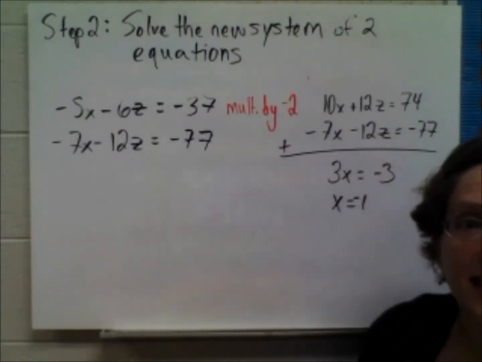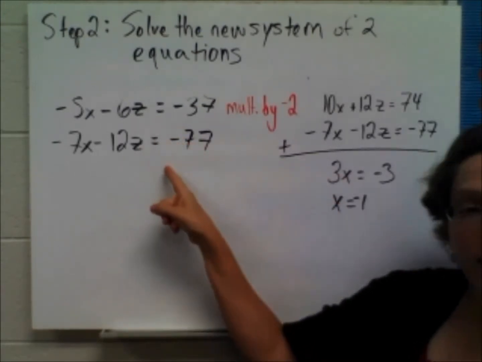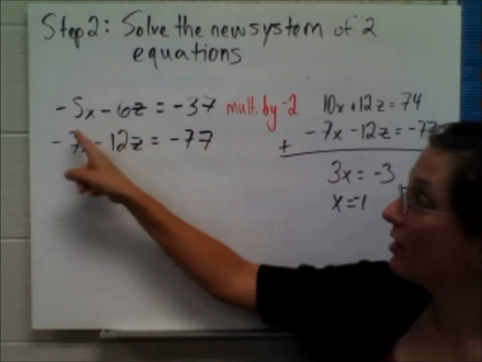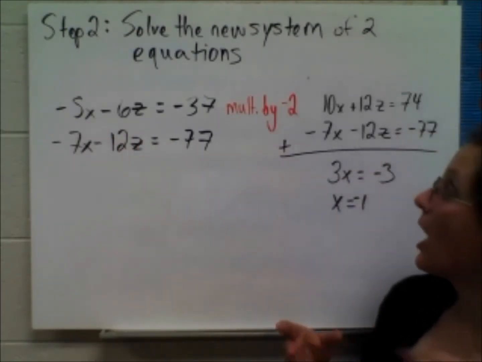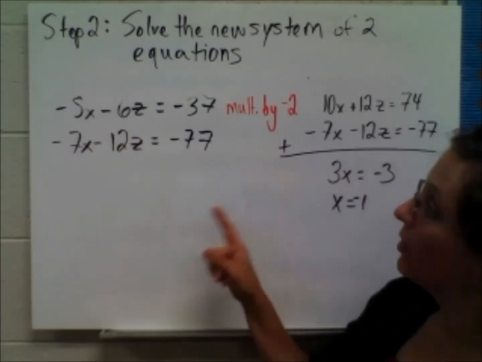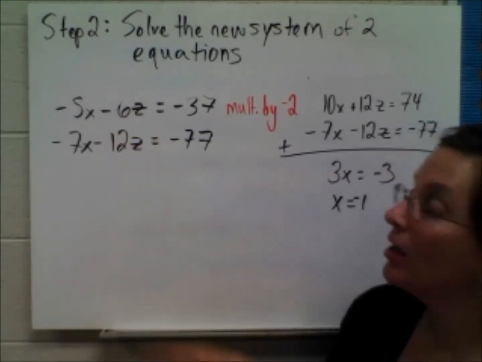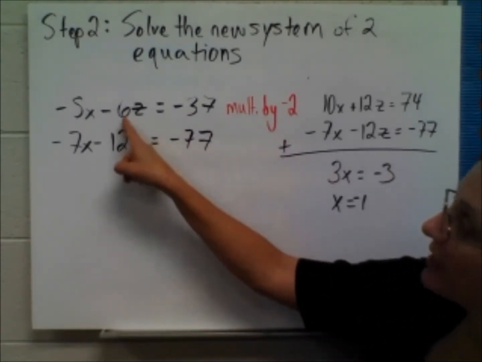Okay, this is the second step. I have these two equations. Now this looks familiar. It's two equations, two variables each. Same as last time, I'm going to eliminate a variable. I have a 6 and a 12. I'm going to change this one to positive 12.